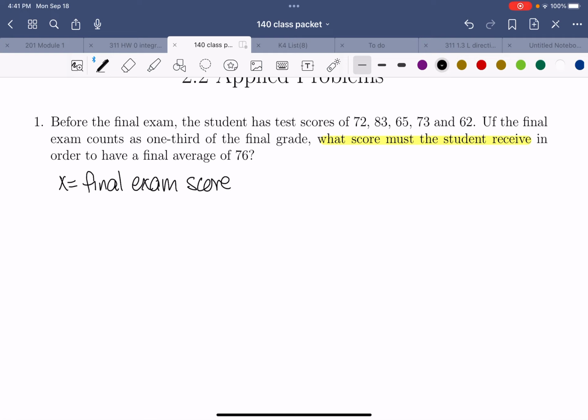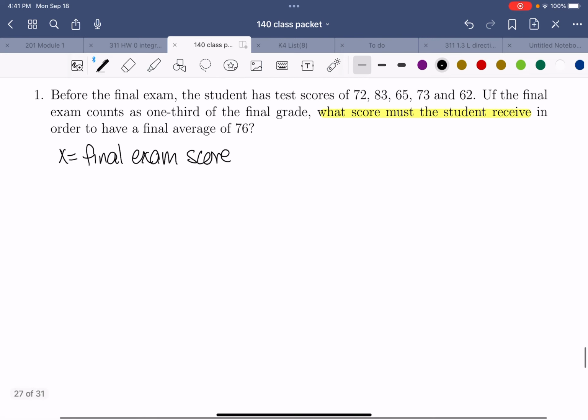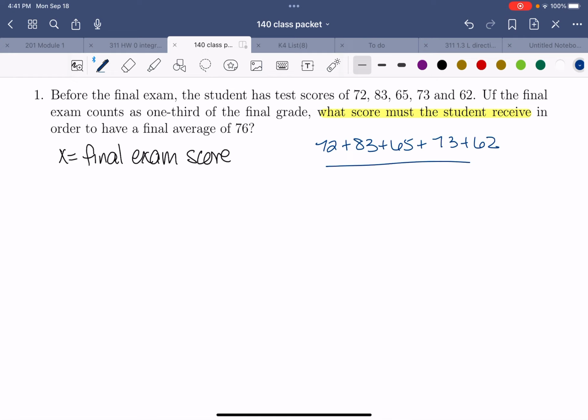And then they want me to average this as a weighted average. So we take the weight times the score and add those up, and that has to be our final average of 76. So the first thing we're going to do over here is go ahead and find the average of these numbers. So 72 plus 83 plus 65 plus 73 plus 62, and I'm dividing by how many I have, so divided by 5. And this comes out to be 71, okay? So then this is my exam average.